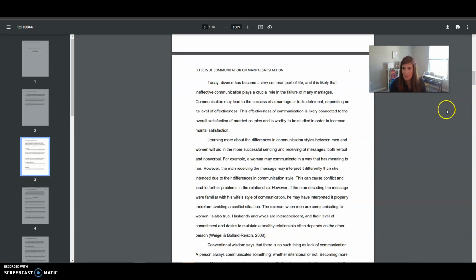So having the second paragraph right here, Hannah effectively talks about the research problem that she's addressing, as well as the justification for her research. She very clearly states learning more about this is going to aid in the successful sending and receiving of messages. So the more that we can learn about this, here is the justification. So the problem is there's not great communication, and here's how this literature review could justify why that is a good thing to review.